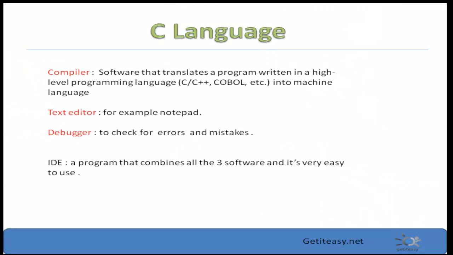So the compiler is a software that translates a program written in a high-level programming language, for example C or C++, into machine language. And that means that when you want to run your program on your computer, you need a compiler. Another thing that you need is the text editor, for example Notepad, and a debugger. It's a software that checks for errors and mistakes.